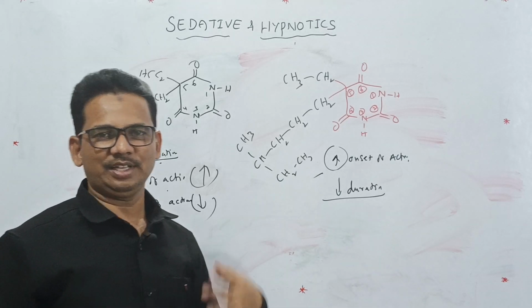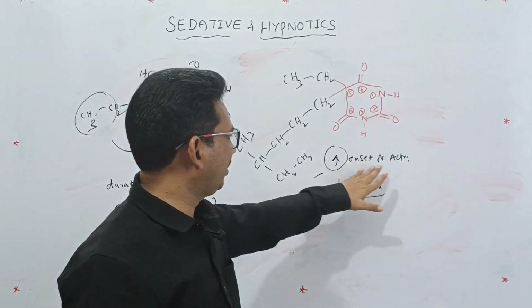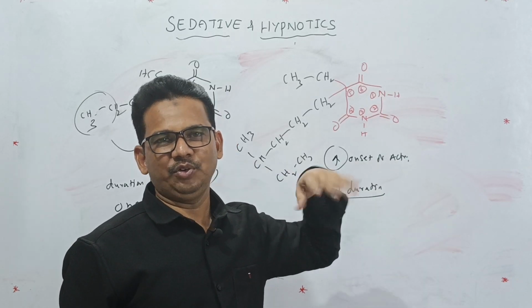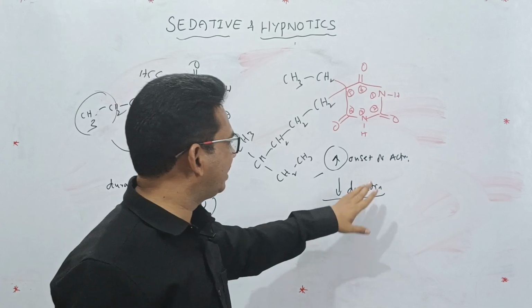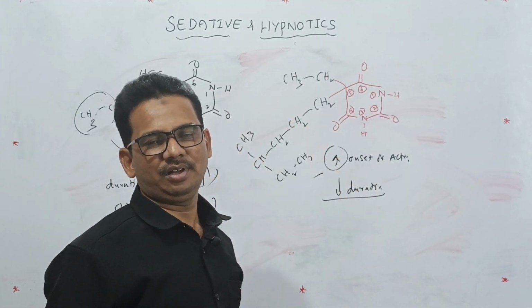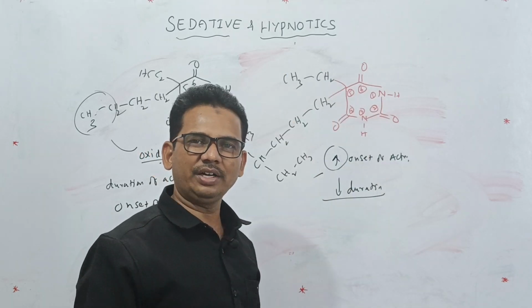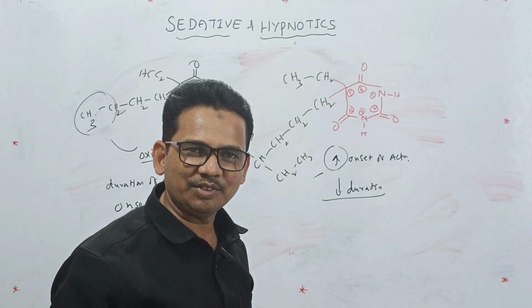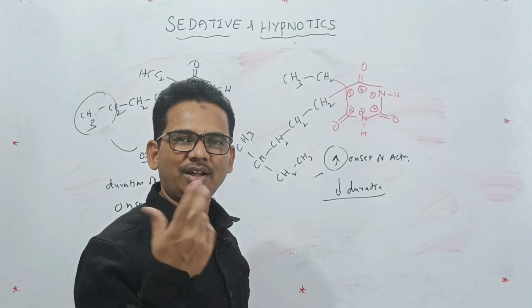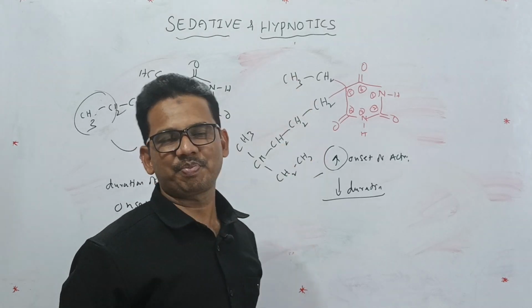For example, if onset of action is more, it will show its action in 5 minutes. If duration of action is more, the action will persist for half an hour or 1 hour or 2 hours. How much time the action is required, 5 minutes, 2 minutes, or half an hour, 30 minutes, or 1 hour, depends on this side chain.